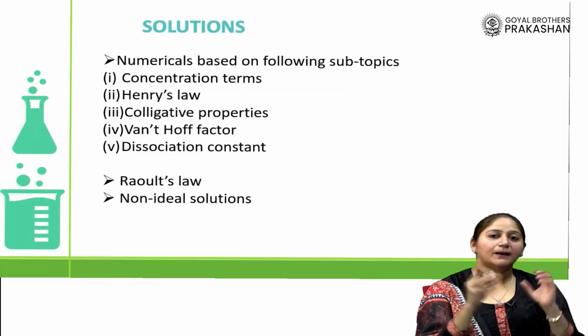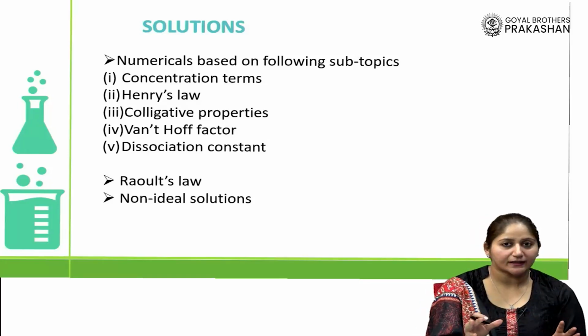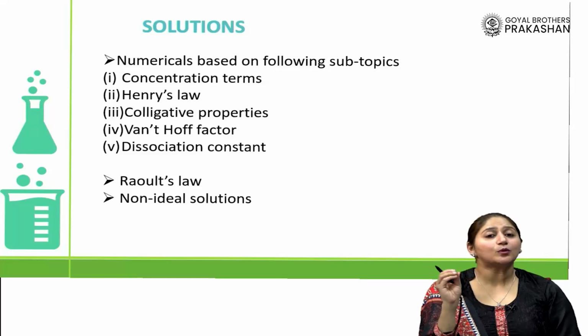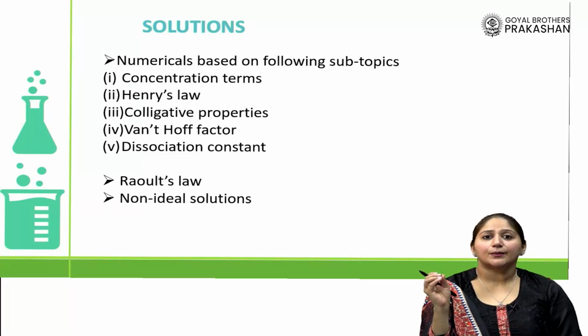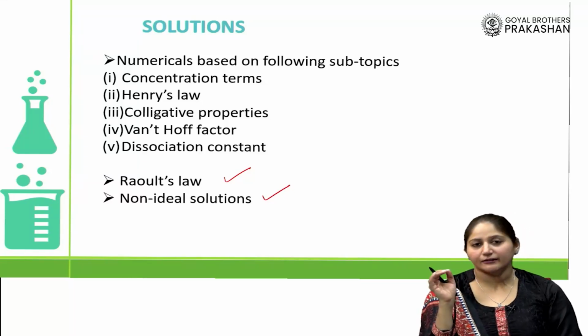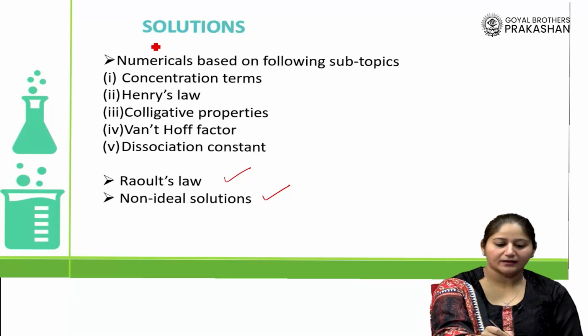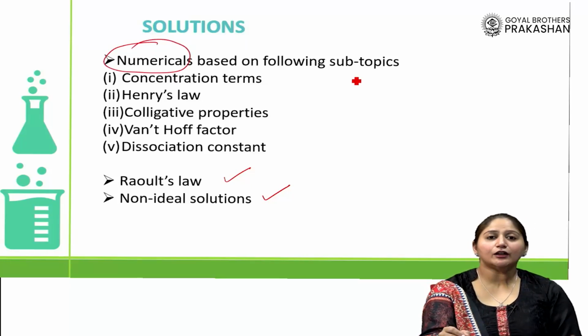So when we talk about a particular chapter, the first chapter is solutions. Children, in solutions, the most important topics definitely belong to Raoult's law, non-ideal solutions and colligative properties. Children, you also have to focus on numericals. So what kind of numericals?